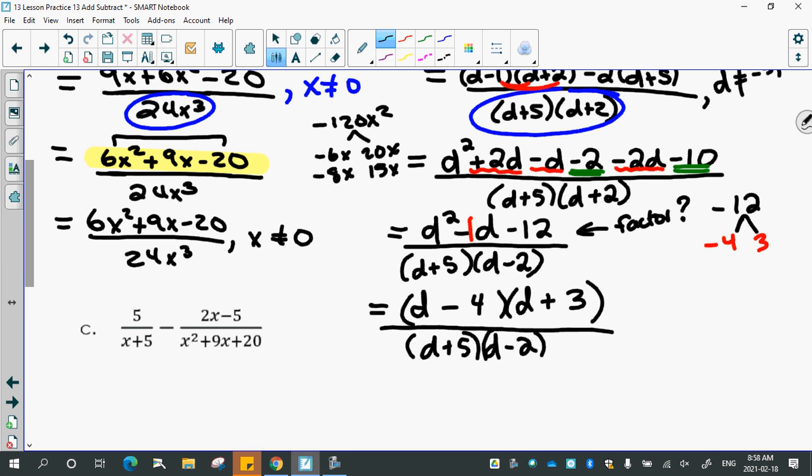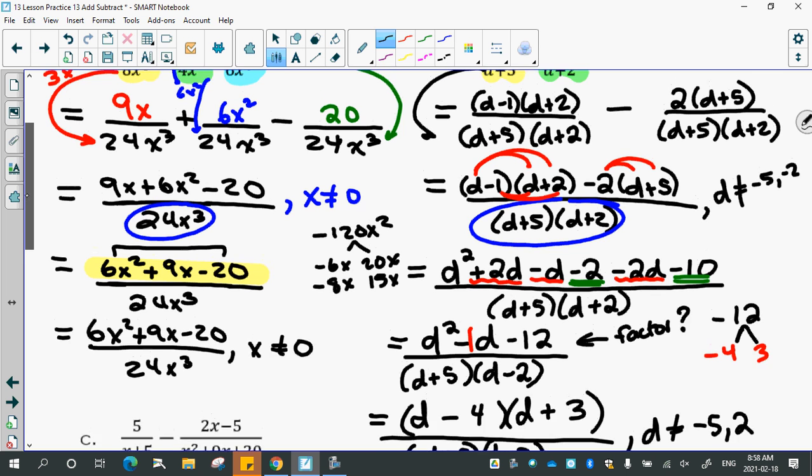And then if I'm lucky, I can reduce here, but I can't, right? None of the factors are exactly the same. So all I have to do then is restate the restrictions. D can equal -5 or 2. If I'm lucky, one of these will cancel out with one of these, and I can reduce a bit more. That doesn't happen all that often. This is called simplified factored form, which is what we're going for in this unit.